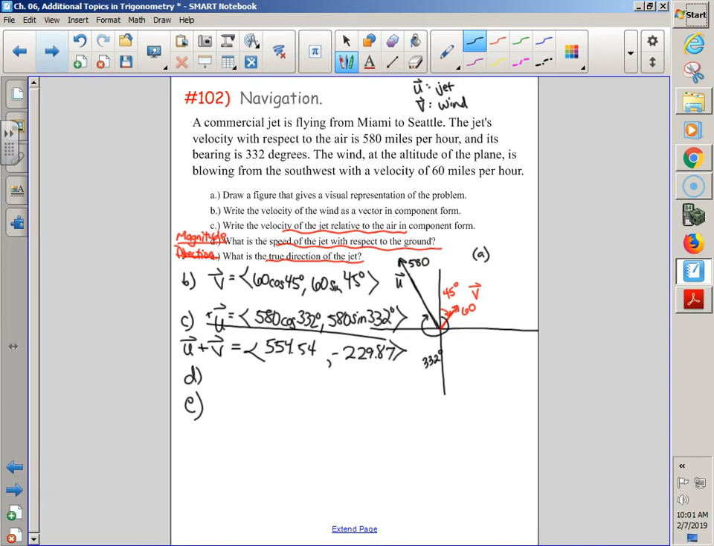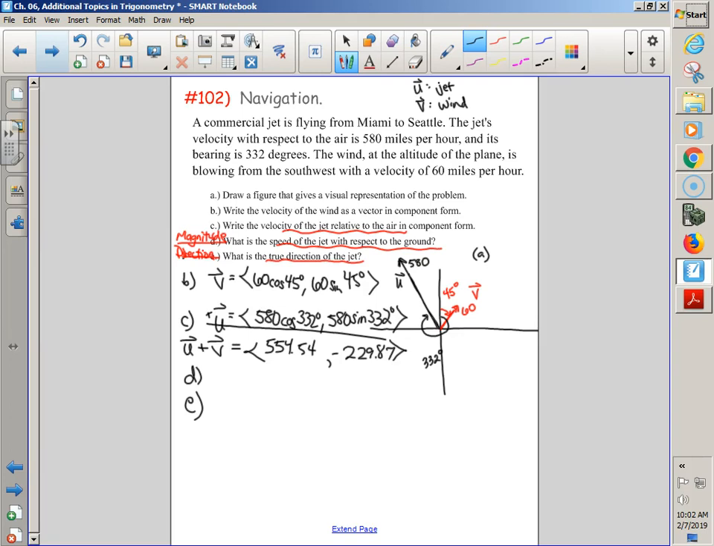Now careful. So we have the components of the overall result. We have the components of what's happening with the ground, not the ground speed, sorry, the airspeed of the jet plus the wind. But they actually want the speed, aka the magnitude, because that's what the speeds were up there, and the true direction of the jet.